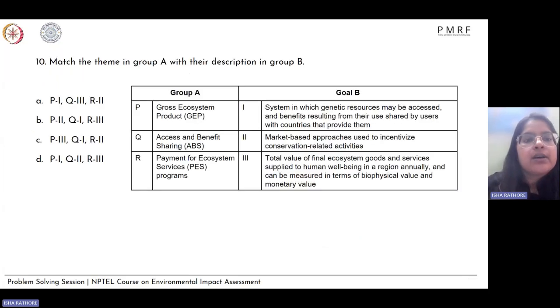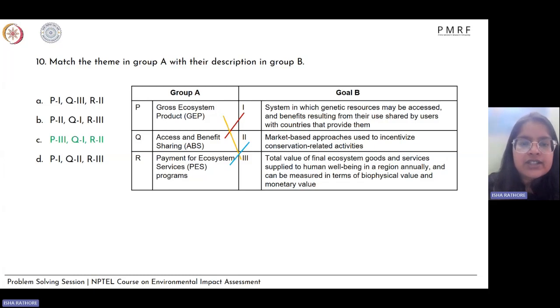Moving on, match the theme in Group A with their description in Group B. So we have different terms and their description. So the correct answer is C. So gross ecosystem product, GEP, is the total value of final ecosystem goods and services supplied to human well-being in a region annually, and can be measured in terms of biophysical value and monetary value. So P matches with 3.